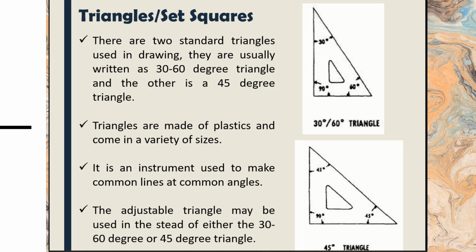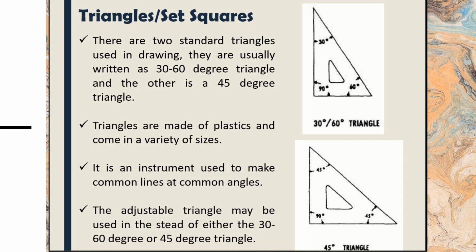It is an instrument used to make common lines at common angles. So we use the triangles or set squares to draw common angles and lines. Angles at 30 degrees, 45 degrees, 60 degrees. It can be adjusted to draw 45 degrees. It can be adjusted to draw 105 degrees. It can be adjusted to draw some other basic angles.